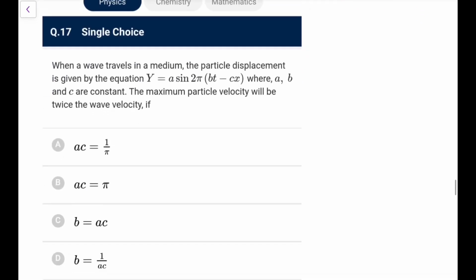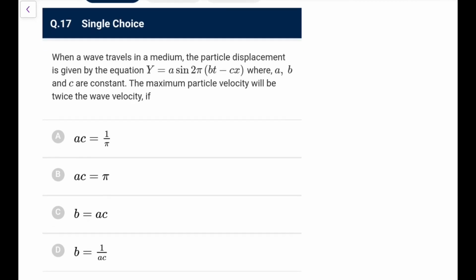Next, when a wave travels in a medium, the particle displacement is given by this, where A, B, C are constants. The maximum particle velocity will be twice the wave velocity. First of all, wave velocity is omega by k. So omega by k, if I do, that would be B by C, since omega is the coefficient of t. V of particle max, that you can directly make out as 2 pi b into a. In omega by k the ratio 2 pi didn't matter, but here 2 pi will matter.